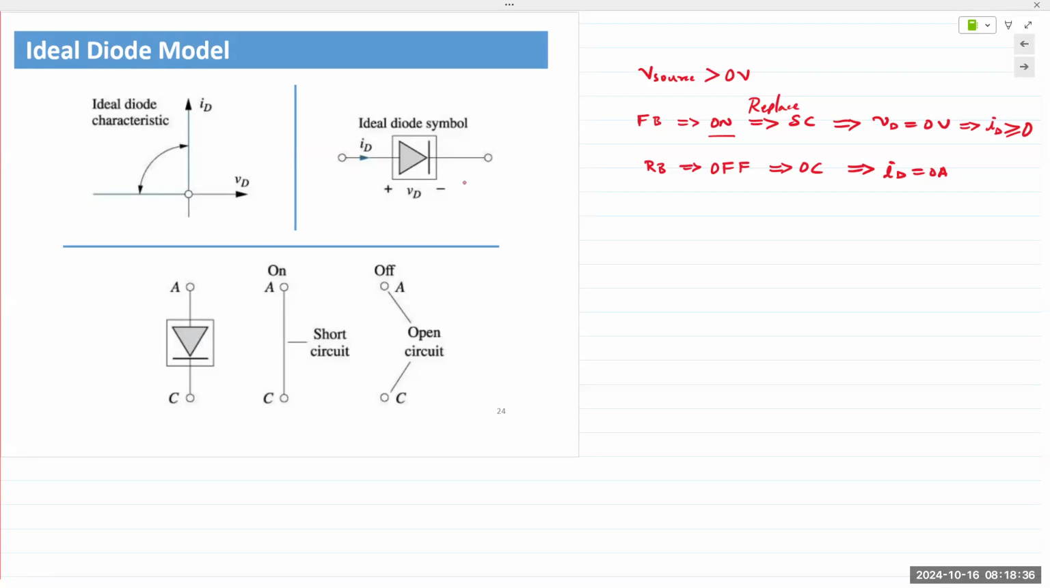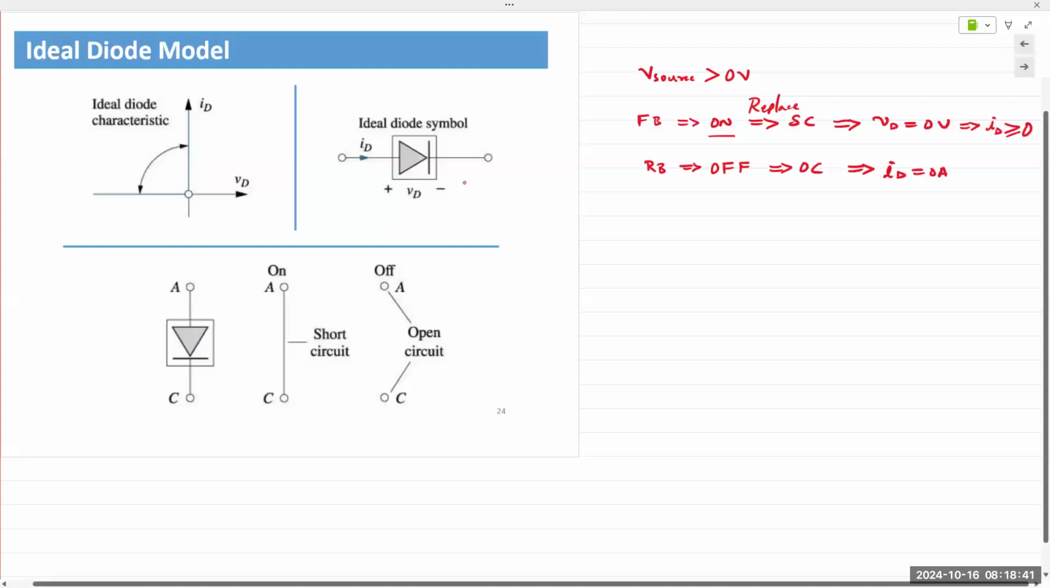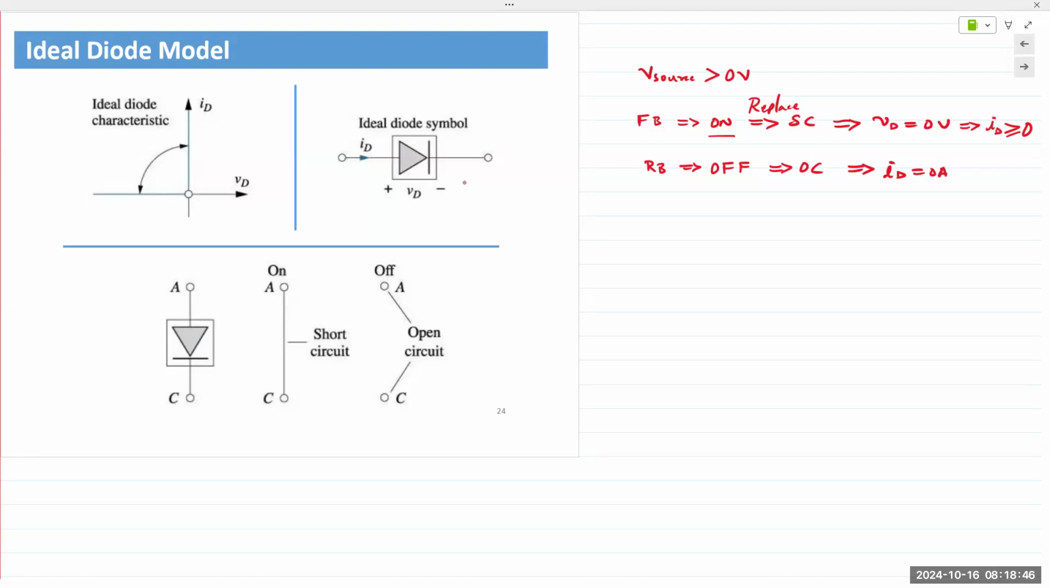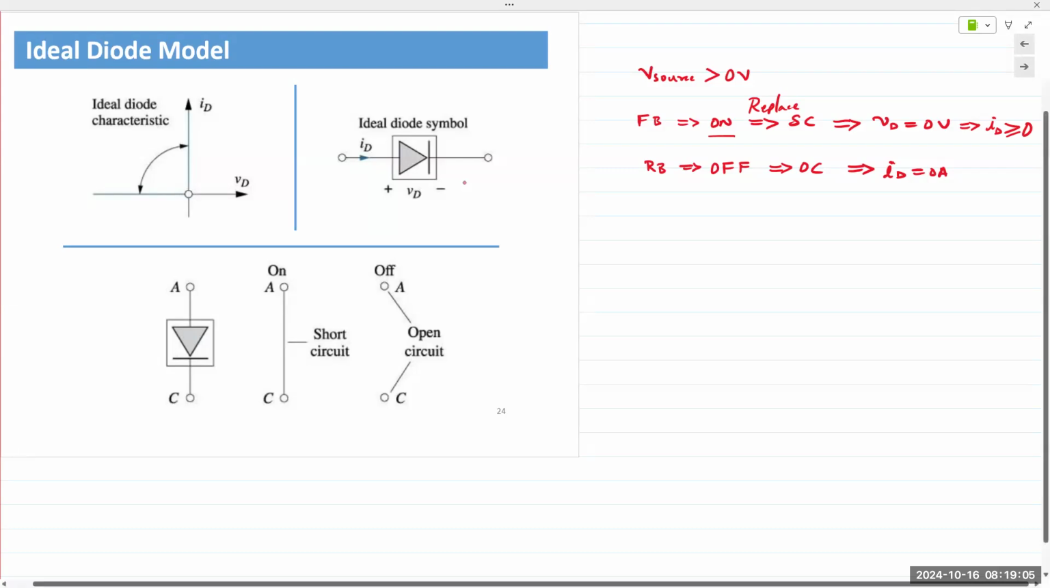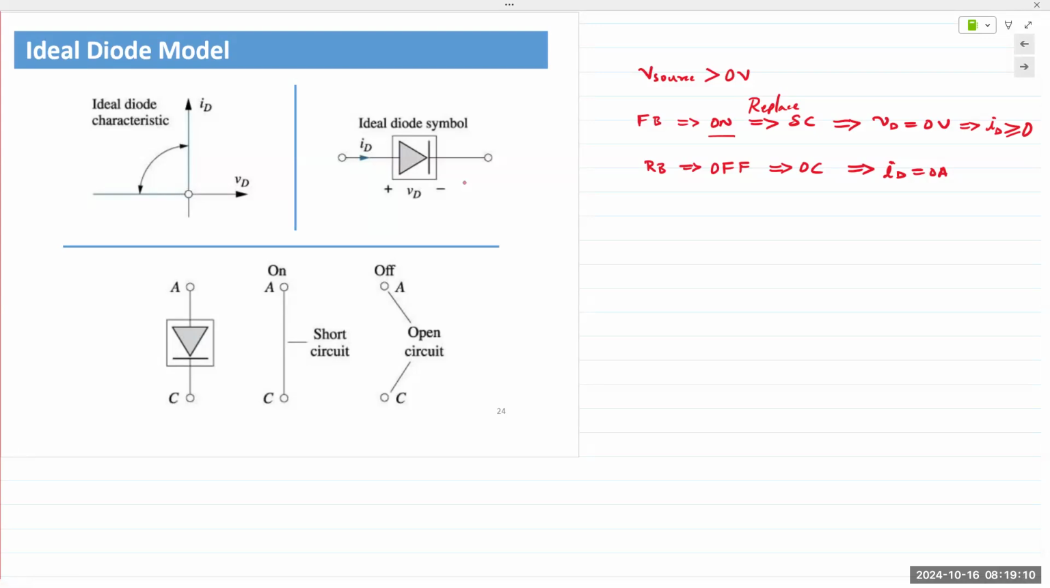And in reverse bias, it's completely off. It's an ideal diode, meaning it's an infinite resistance, open circuit. So we replace it with the open circuit and current would be completely equal to 0. VD would be equal to the minus voltage across the anode and the cathode, right? The cathode must be at a higher potential than the anode. Otherwise, the diode would not be reverse biased. So those are the two things. ID would be equal to 0 and VD would be negative, right?